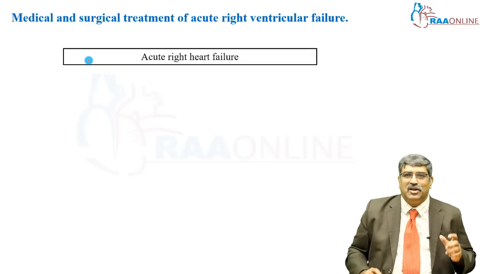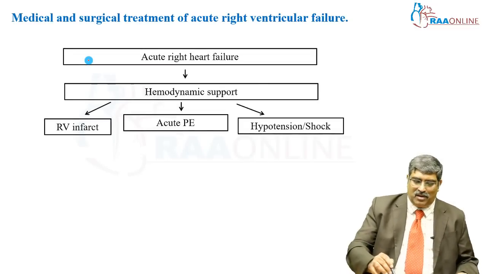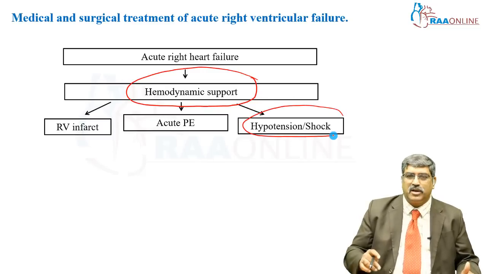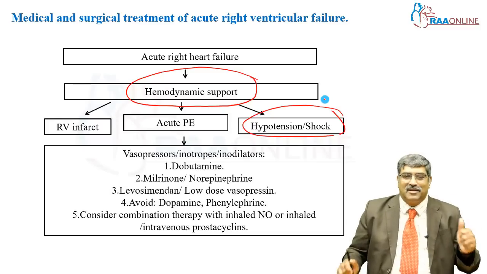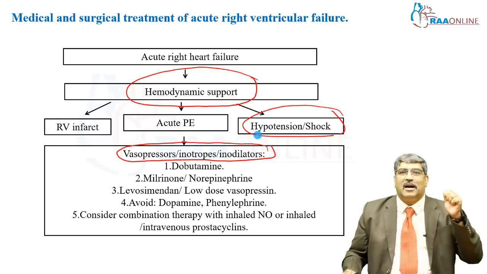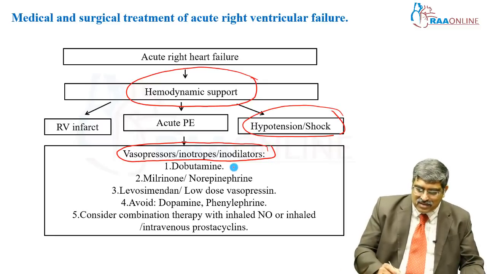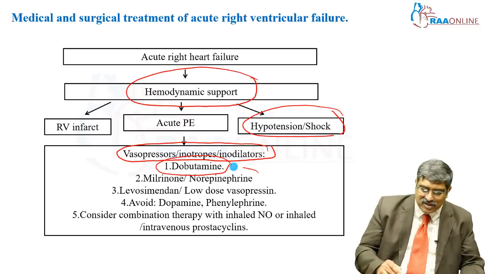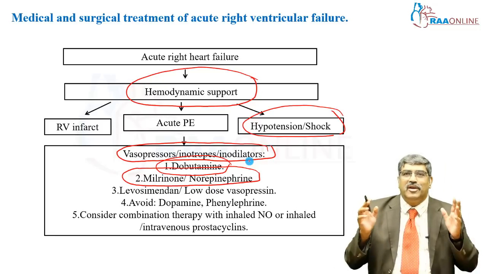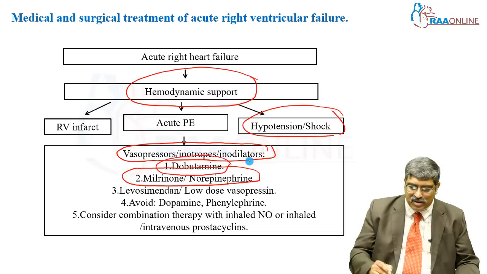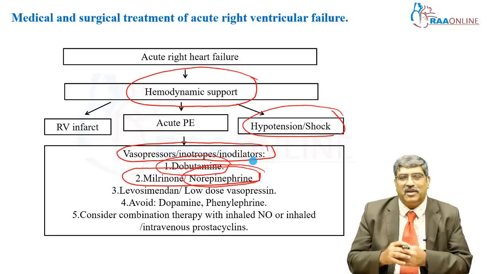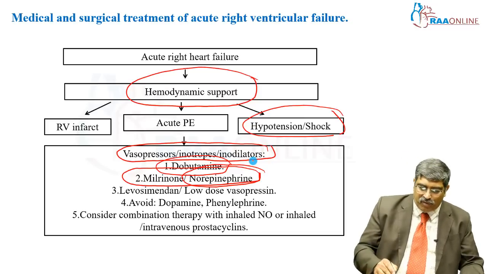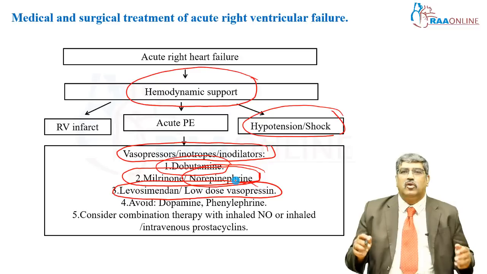Coming to the management, you have an acute right heart failure, your RV output is altered and it can be due to RV infarct, acute pulmonary embolism, or the patient is in hypotension and shock which affects the right ventricle. Here the vasopressors, inotropes and inodilators come in handy. The first line of defense against right ventricular dysfunction is dobutamine. If the RV dysfunction increases further, the next line is going to be your phosphodiesterase inhibitor. Whenever you use a phosphodiesterase inhibitor, there is going to be a chance of hypotension, so you have to supplement with norepinephrine. That is the second line. Usually when there is a biventricular dysfunction or when milrinone is not working, you will go for levosimendan along with low dose vasopressin.